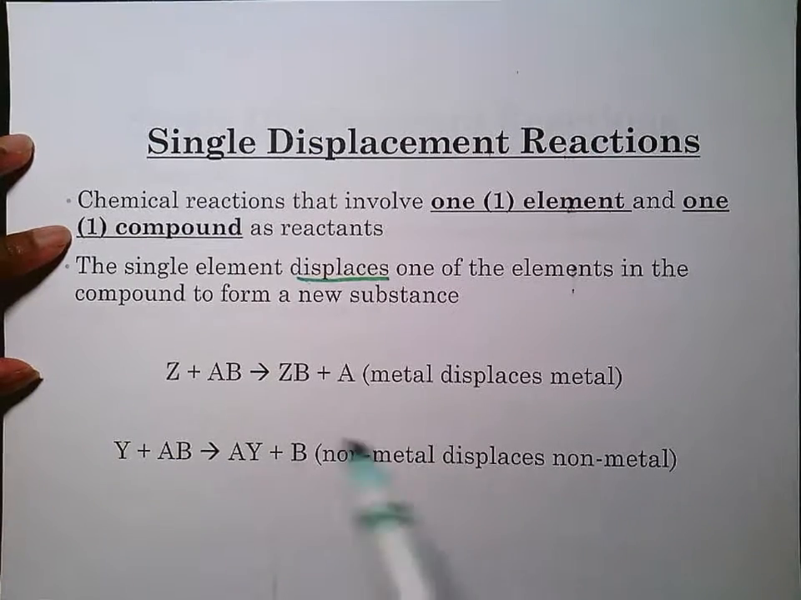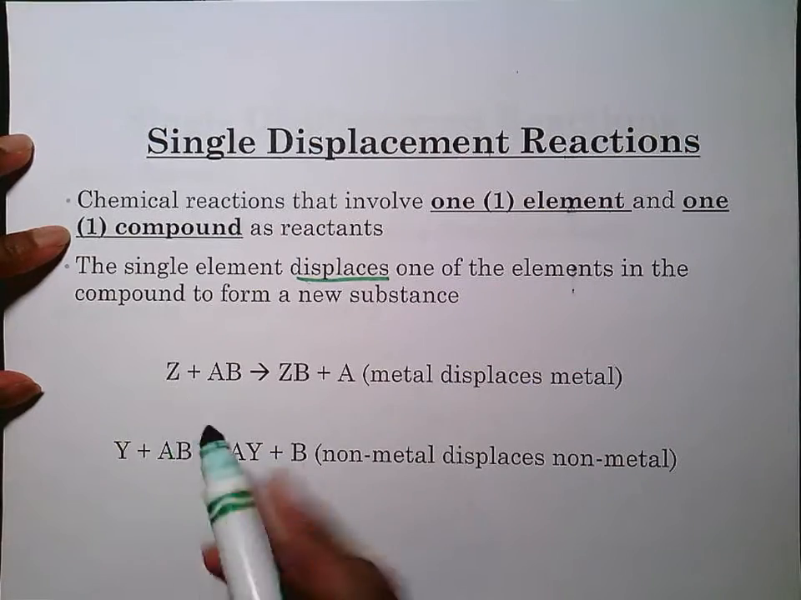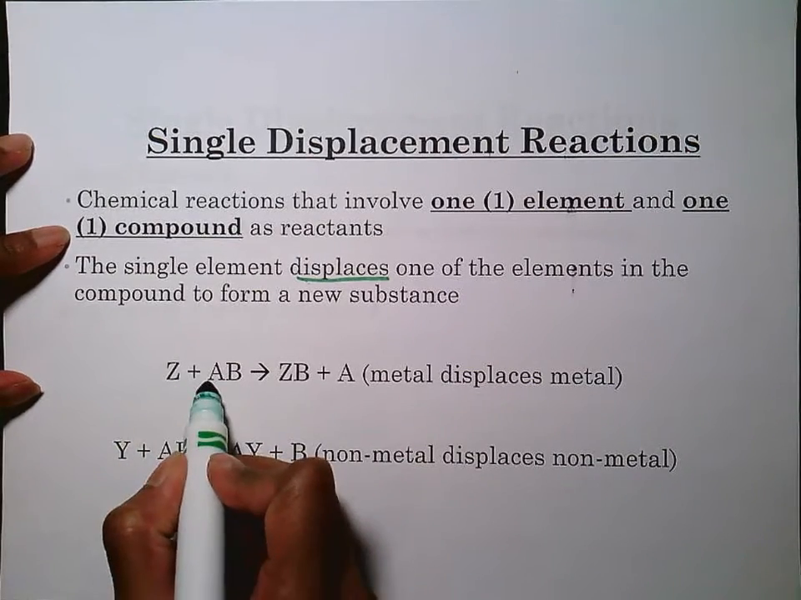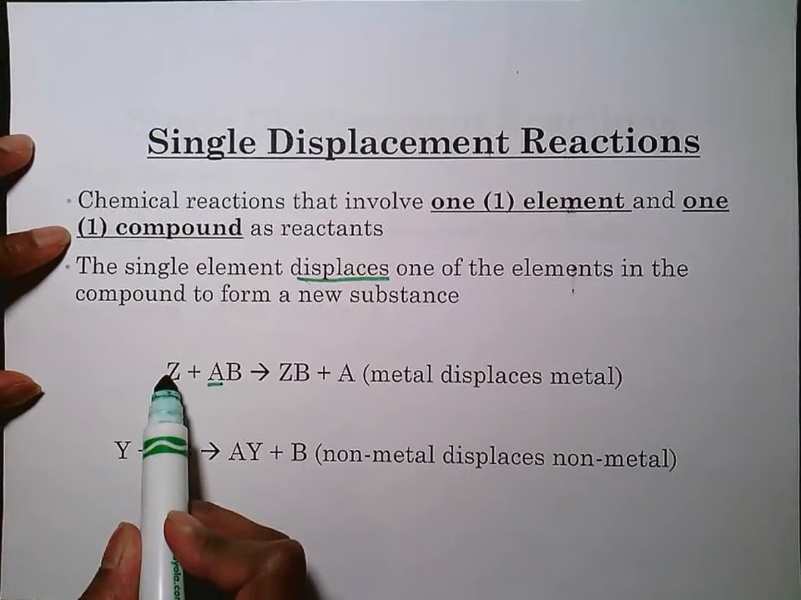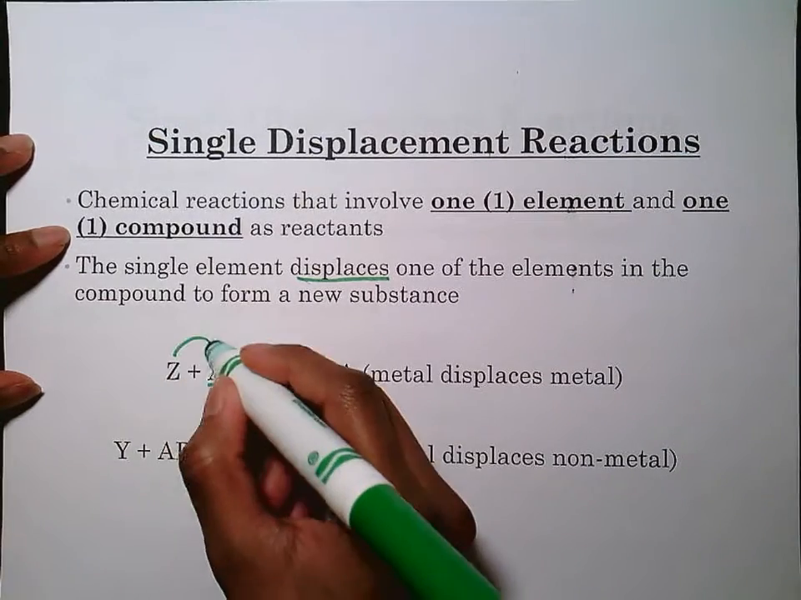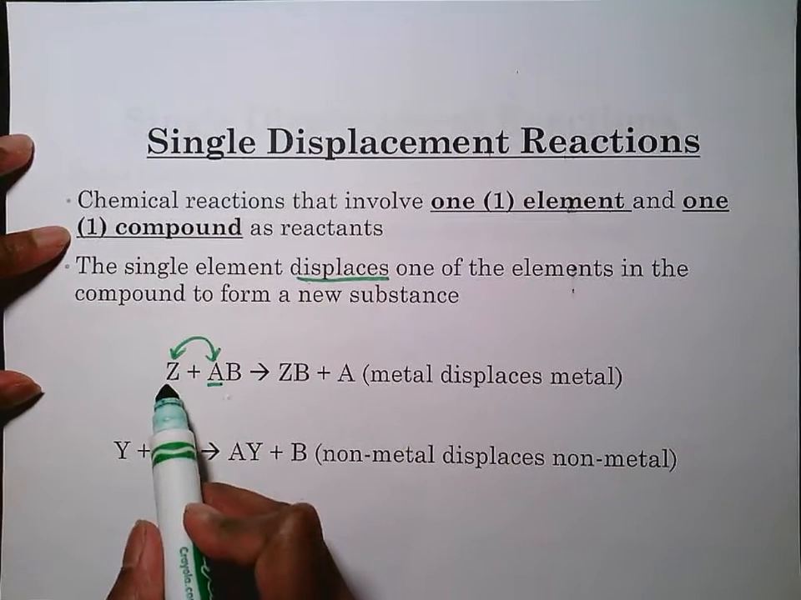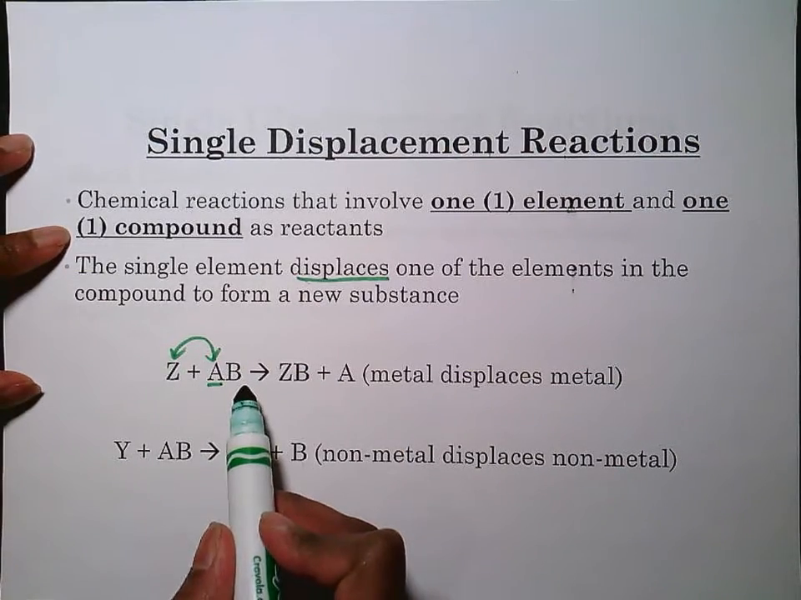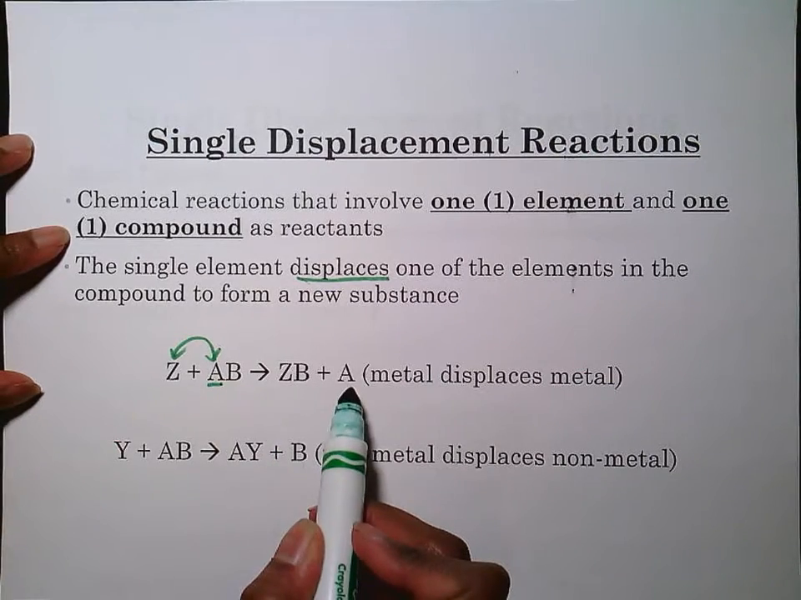So here's an example where your metal is displacing a metal. So remember, metals are written first in our compounds. So you have a single element, which is going to be a metal, and it's going to switch spots with the other metal. So Z is going to want to recombine with B in this case to give us ZB, and then we have A on its own.